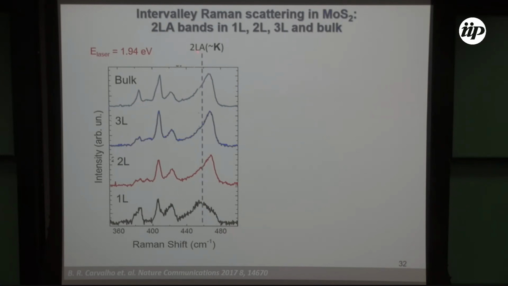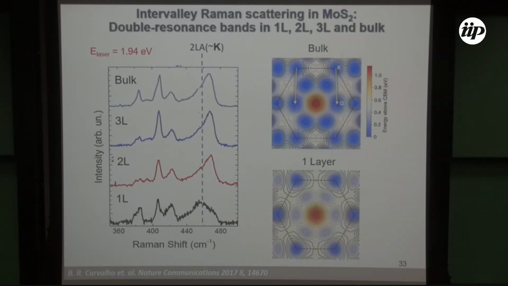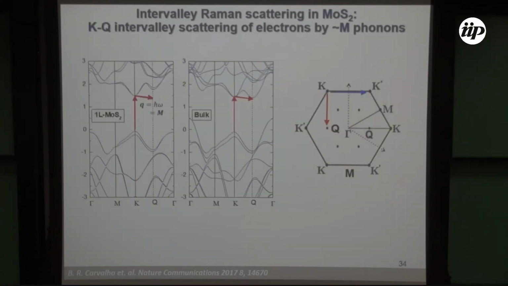So we have the 2LA that we know, and this is the Raman spectrum for a different number of layers for this excitation energy. When you decrease the number of layers, this peak almost completely disappears, right? So we see that this one is the most intense one. However, for bilayers and bulk, there is the opposite behavior. Why?